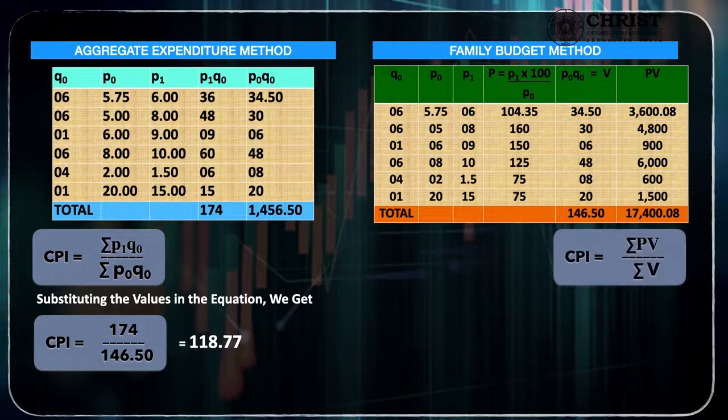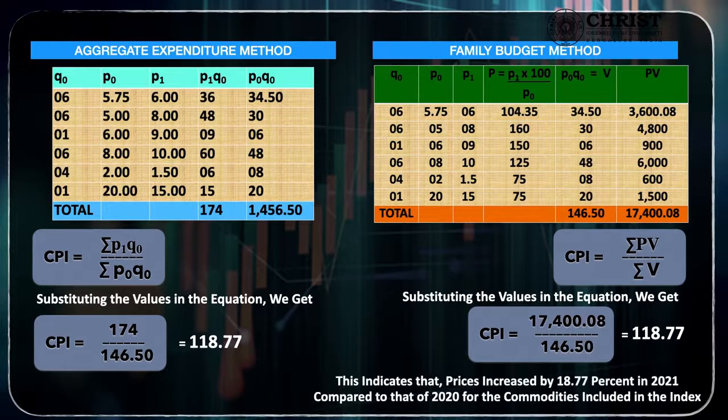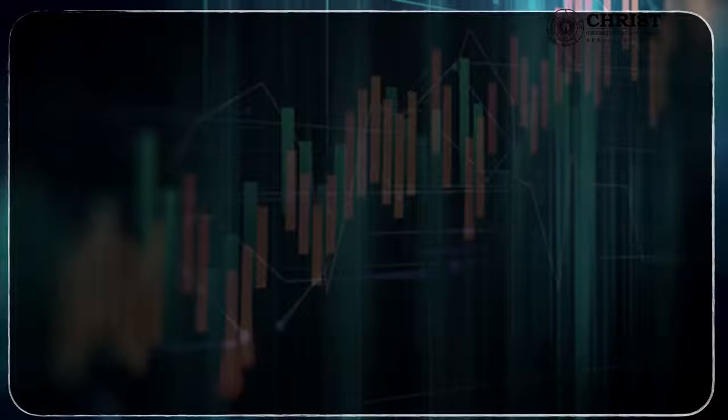Now when you substitute the values in the equation, we will get CPI is equal to 17,400.08 divided by 146.50, that is equal to 118.77. So the same answer we got as the aggregate expenditure method. So the computation is correct. So this indicates that prices increased by 18.77% in 2021 compared to that of 2020 for the commodities included in the index. So this is the direct problem. We have used both the methods and we proved that the answer is also correct. Now we'll go for the second problem.